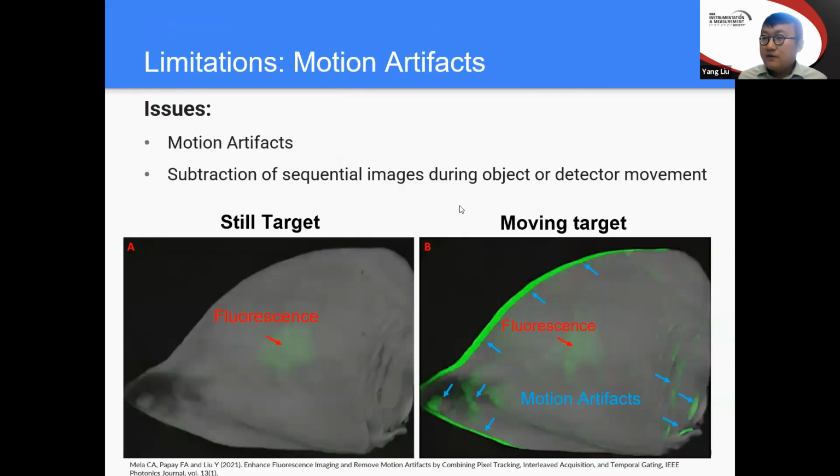In the operating room, one of the other problems is that if you have a wearable system, there will be motion artifacts because the patient will be moving and the operator is moving. If we imagine subtracting the sequential frames from the previous slide, if you have a still target, you can nicely identify the fluorescence. But when we have a moving target, we have motion artifacts. So in this particular case, in addition to fluorescence, we also detect a lot of motion artifacts. So how do we deal with that?